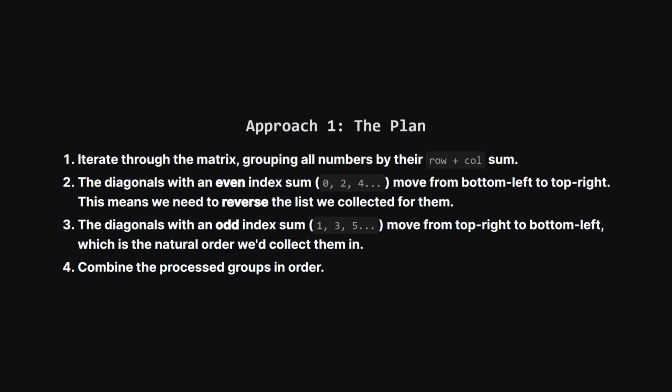This gives us a solid three-step plan. First, we'll go through the whole grid and group every number based on the sum of its row and column. Second, we need to handle the zigzag. It turns out that diagonals with an even index sum, like 0, 2 and so on, need their elements read in reverse order. So for those diagonals, we'll reverse the list of numbers we collected. Finally, we'll just stitch all these processed groups together in order to get our final result.